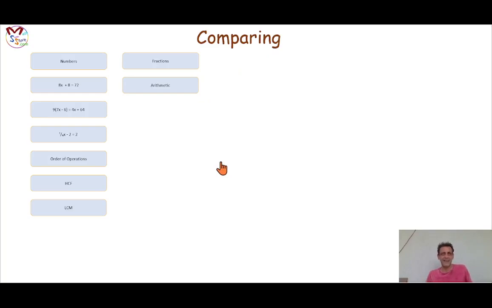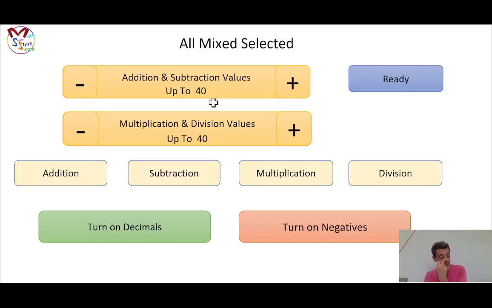So if you just want to do comparing, you might just want to do numbers, you might just want to do arithmetic, or you might say, oh, I'd never thought about doing comparing equations. Whenever we see arithmetic as a button, this actually takes you to another menu where you can choose what type of arithmetic you want to do.